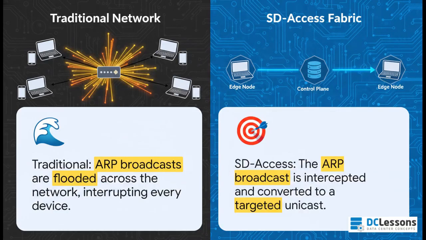Let's just stop for a second and really let that sink in. In a traditional network, that first ARP request would have been blasted across the entire VLAN, interrupting every single device, just to find one. In the SD-Access Fabric, that broadcast storm is contained to a single port. The Edge switch's smart query turned a shout into a whisper, a targeted unicast delivery right across the network. It's a massive efficiency gain.